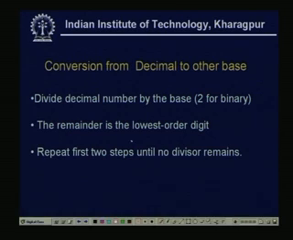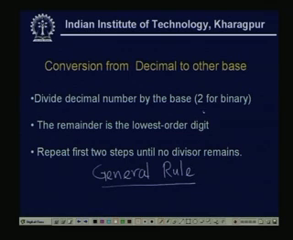The remainder is the lowest order digit, and repeat the first two steps until no divisor remains. So, this is my general rule of conversion from decimal to any other number system. Only the base will be changed.